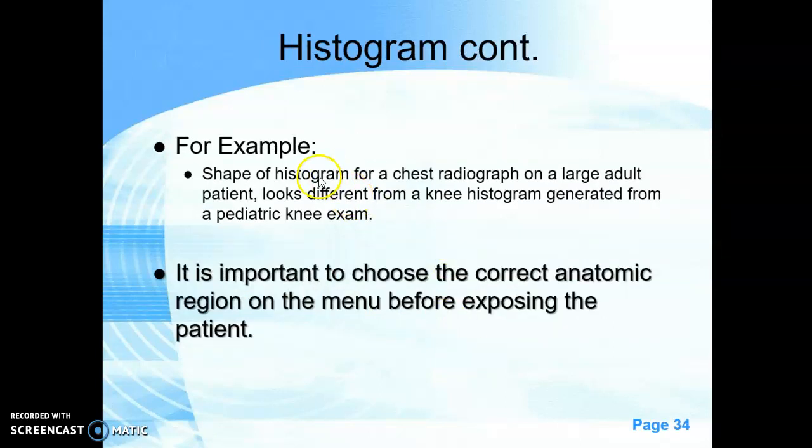So for example, the shape of a histogram of a chest image on a large adult would look very much different from a knee histogram from a pediatric patient. So it's very important that we choose the correct anatomic region on the menu before exposing the patient.